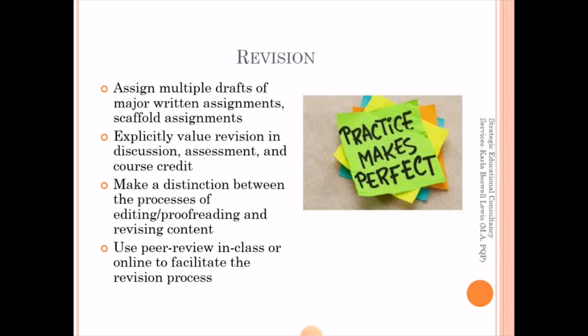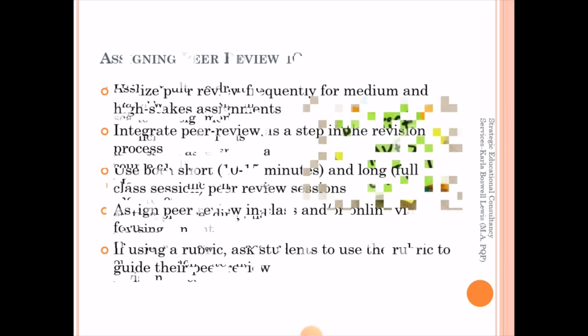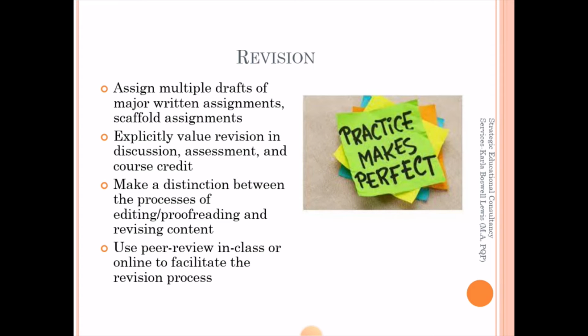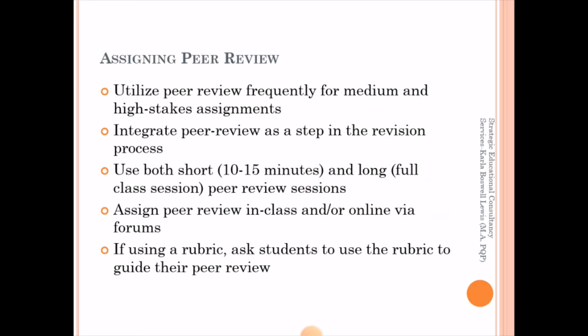So you assign multiple drafts of major assignments and scaffold assignments. Explicitly value revision in discussion, assessment, and course credit. Make a distinction between the processes of editing, proofreading, and revising content. Use peer review in class or online to facilitate the revision process. So you want to ensure that you are clearly providing an avenue in which the students can revise through discussion, assessment, and so on to get better grades.